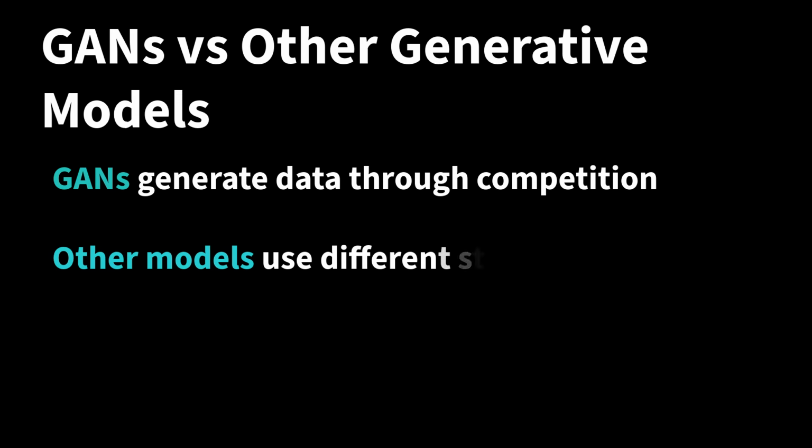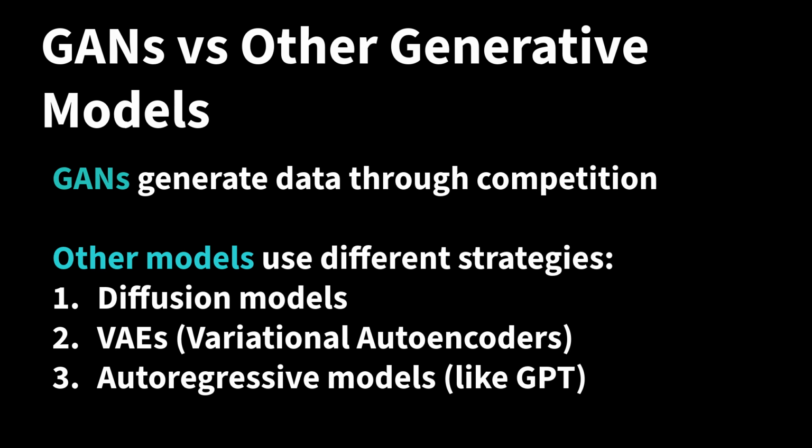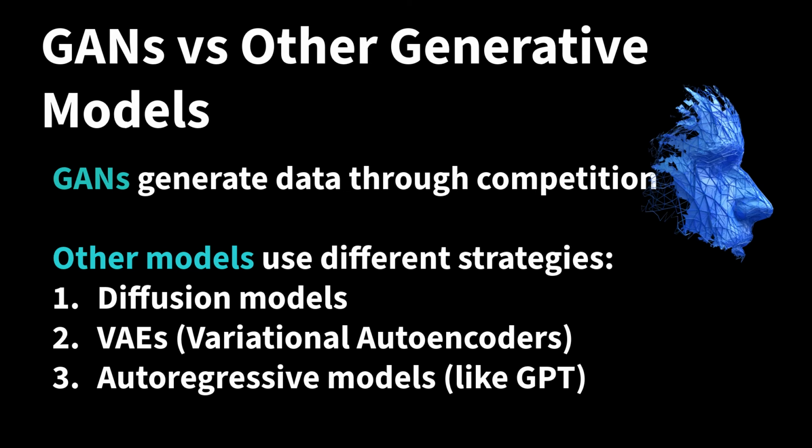What about models like GPT or diffusion? Where do GANs fit in? GANs generate data through competition, generator versus discriminator. Other models use different strategies. Diffusion models like DALL-E 2 or Stable Diffusion work by reversing noise step by step. Variational autoencoders, VAEs, reconstruct input with a probabilistic approach. Autoregressive models like GPT predict the next token step by step. GANs are great at image realism, but newer models like diffusion offer more stability and control.